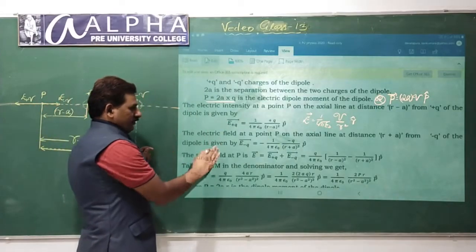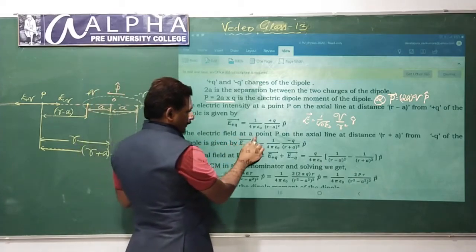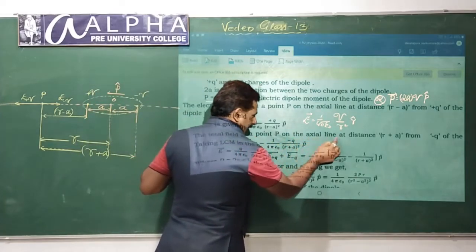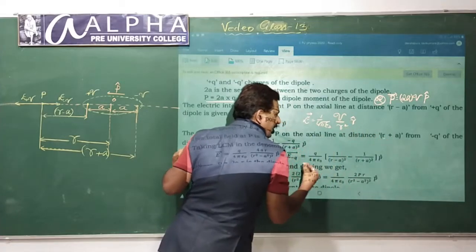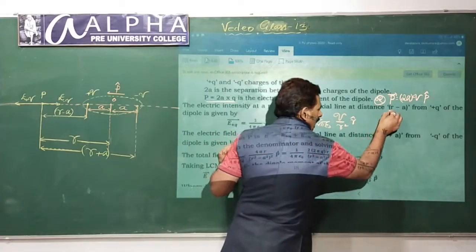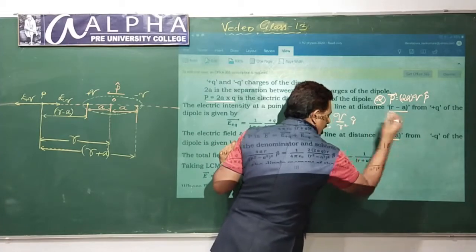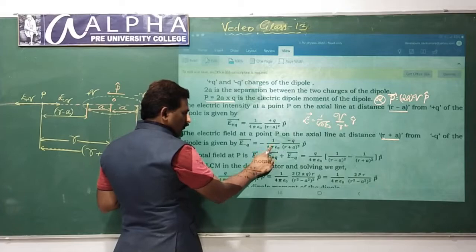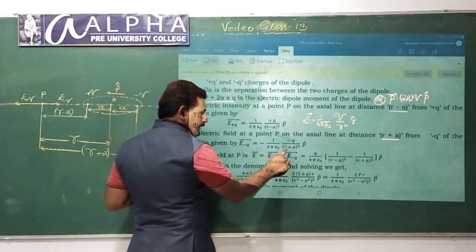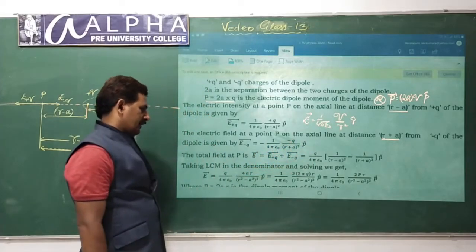Now come to the second one, very similar. The electric field at P, again on the axial line at a distance R plus A. For R you write R plus A now. Previous case R minus A. Now R plus A from minus Q is same. E minus Q is 1 over 4 pi epsilon 0 into minus Q divided by R plus A whole square.